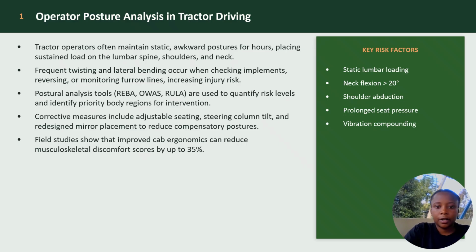The third one, posture analysis tools such as OWAS and REBA are used to quantify risk levels and identify priority body regions for intervention. REBA means the Rapid Entire Body Assessment, while OWAS means the Ovako Working posture Analysis System, and RULA means the Rapid Upper Limb Assessment.